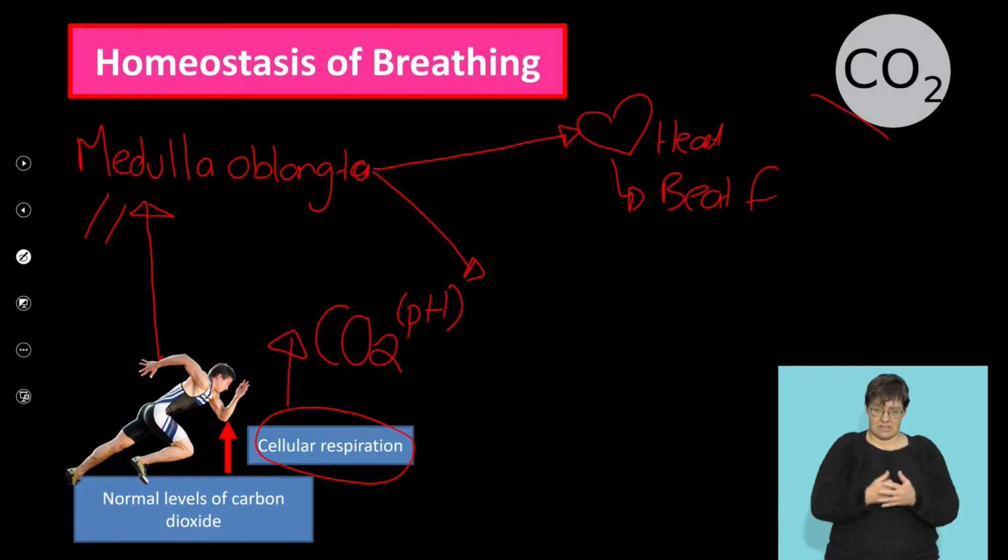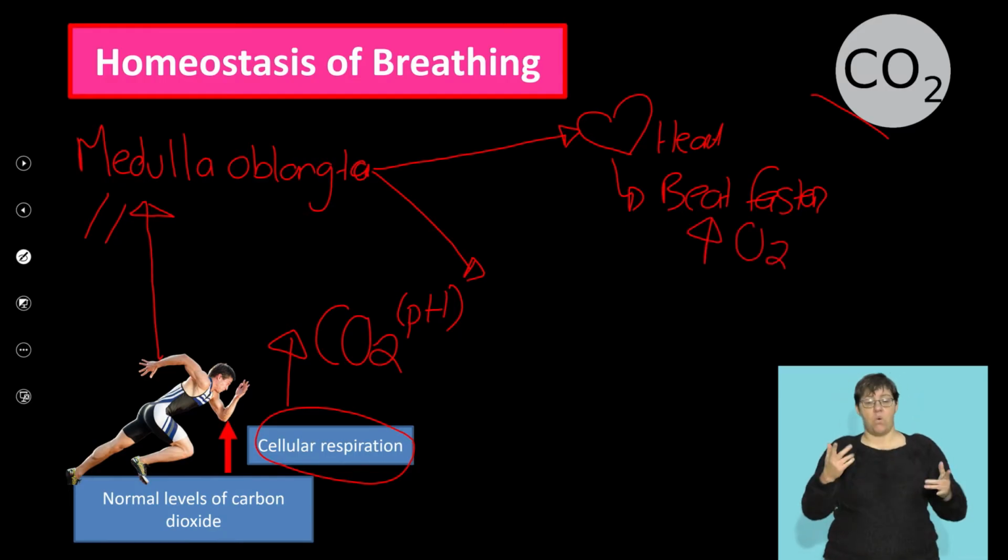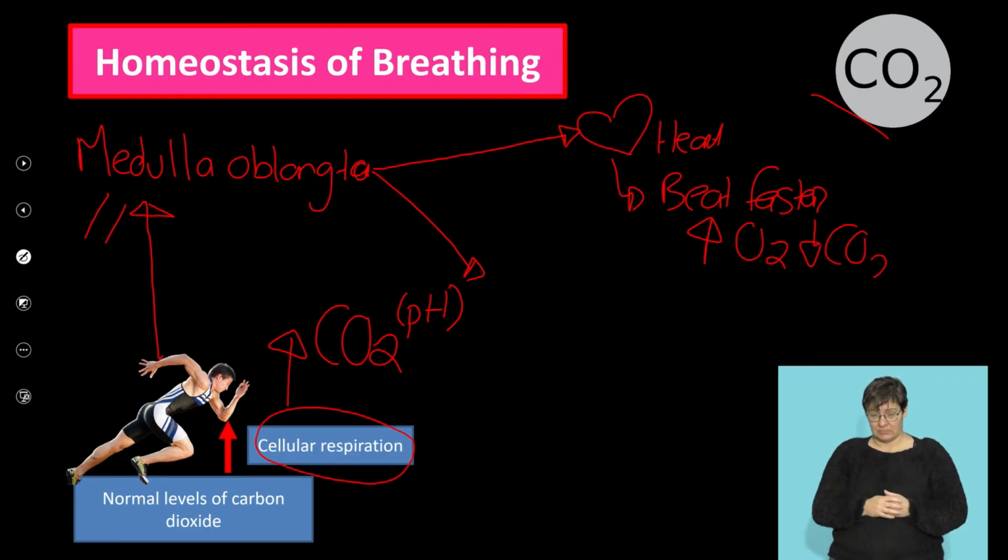Why would I need the heart to beat faster? Very simply, I'm going to get oxygen into my body quicker, and I want to get the carbon dioxide to my lungs quicker. So the heart must beat fast. After you've had a lot of exercise, why is your heart beating? My heart is beating to get my carbon dioxide levels down.